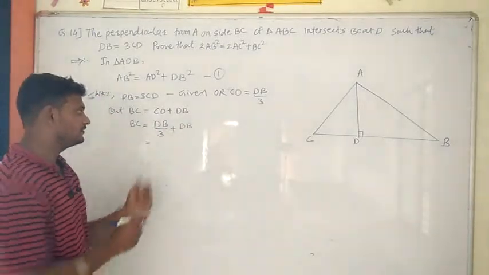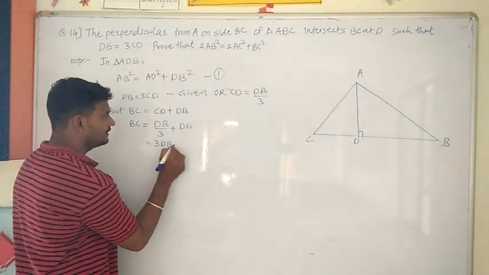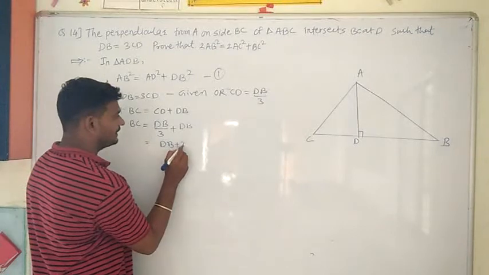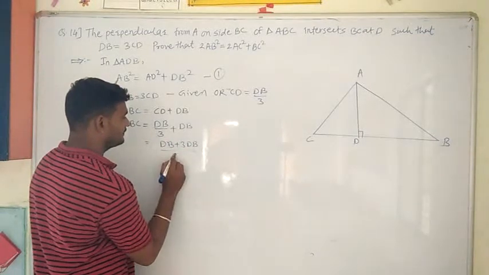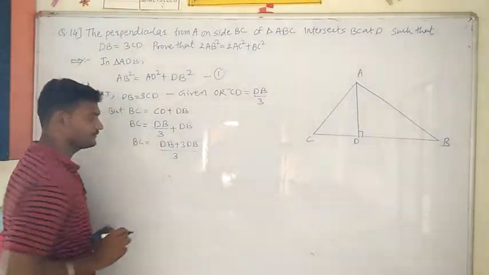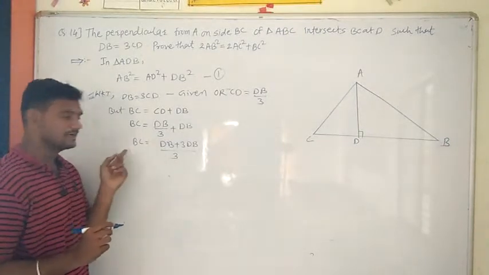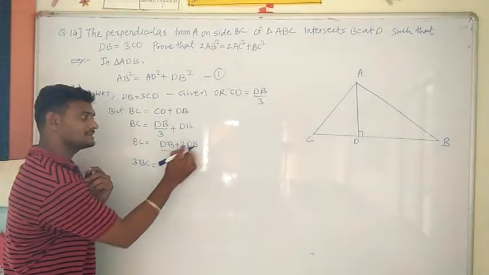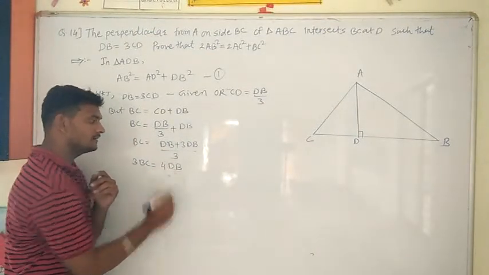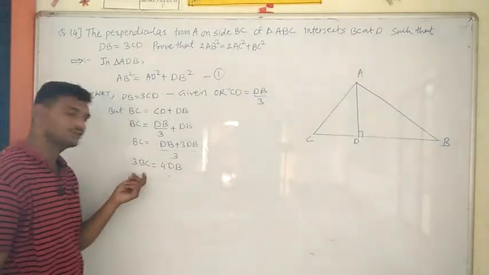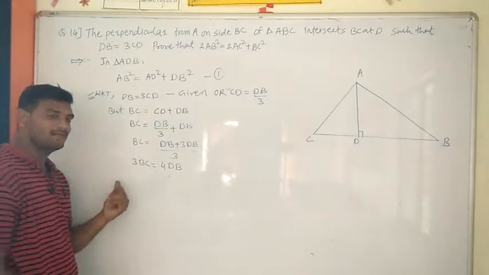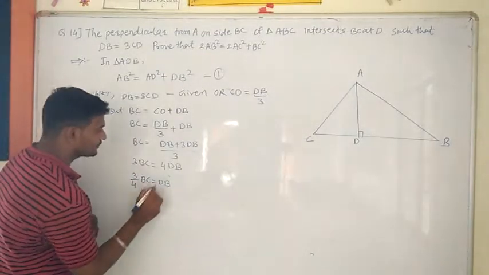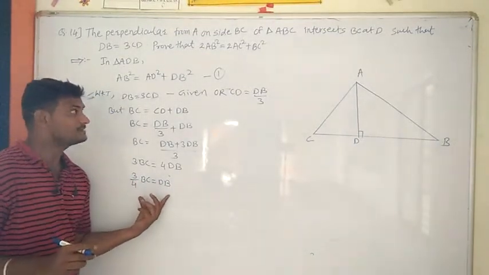Now, cross multiplication. Do here 3 times BC is equal to DB plus 3 DB divided by 3. Send this 3 towards this side. It will become 3 times BC is equal to DB plus 3 BD, which is equal to 4 times DB. We got 4 times DB is equal to 3 times BC. Send this 4 towards the left hand side. It will become 3 by 4 times BC is equal to DB. We got DB is equal to 3 by 4 times BC.